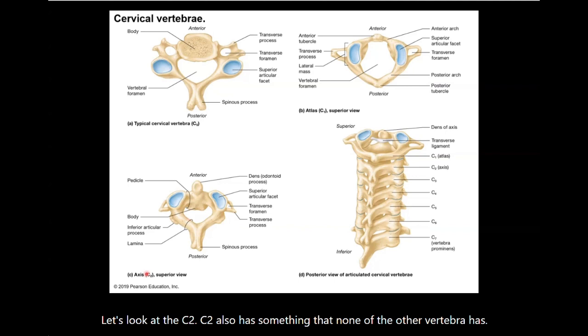Let's look at the C2. C2 also has something that none of the other vertebra has. It's going to be this part here that's sticking out. It's called the dens. What is it called? Dens. And then when we stack them up, C1 and C2 on top of each other, do you see this is C1? Do you see the C2 is like sticking out of C1 here? Do you see the dens, right, of the C2 sticking out?